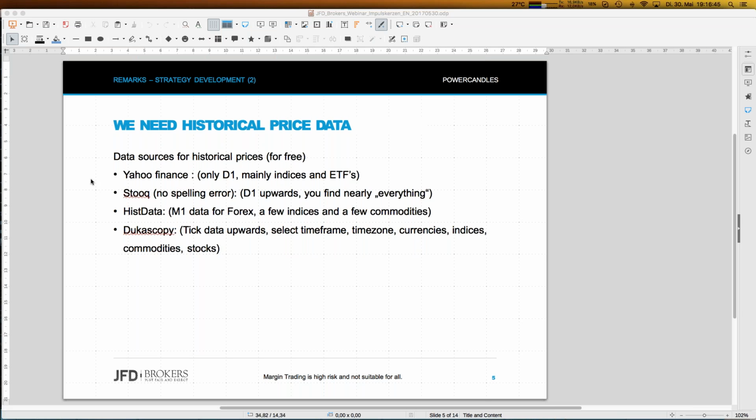And the last source I want to mention here is Dukascopy. Here you can even go down to tick data and everything upwards, of course, simply by a selection of the time frame, then your private time zone, and so on. And then you will find currencies, indices, commodities, stocks, so everything you need. And then you can do analysis like I will do in the next couple of minutes with the power candles. I will do my example on H1, and even H1 means for 10 years history about 70,000 rows of data. That's already quite huge, but that gives us a good statistic for what we are doing and for our analysis, and finally to prove or not prove any hypothesis of a trading setup.